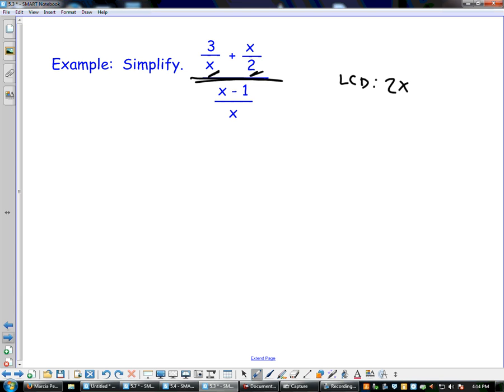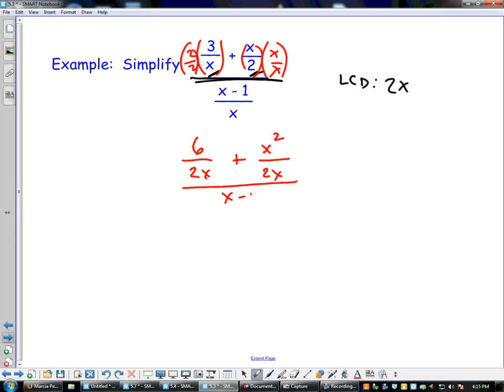So if I want a common denominator of 2x, I'm going to have to multiply this by 2 over 2, and multiply this one by x over x. So I'm going to get 3 times 2 is 6 over 2x plus x times x is x squared over 2x. And don't forget that's still over x minus 1 over x.